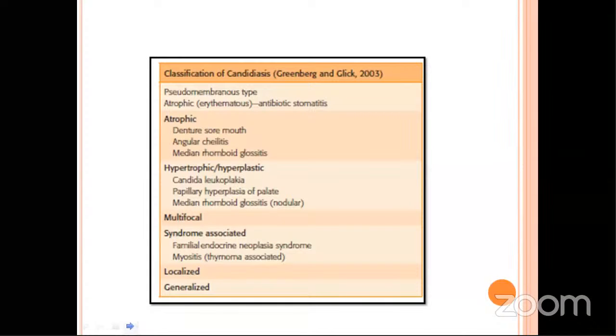And hypertrophic is candidal leukoplakia, papillary hyperplasia of the palate. These are all the hyperplastic forms. And syndromes associated with candidiasis are familial endocrine neoplasia syndrome and myositis.